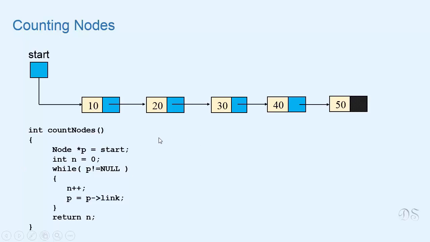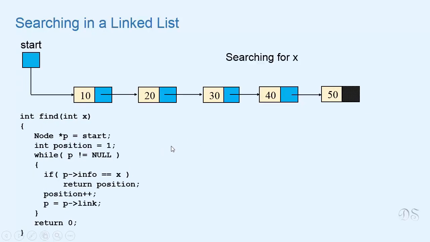Similarly, we can use this loop to search for an element in the list. We take this variable position and initialize it to 1. We'll start at the first node and we'll move forward in the list with the help of this statement. When we move to the next node, we increment the value of this variable position also. When we visit a node, we check its info value, and when we find the value that we are searching, we'll return the value of position from this function. Now if this return is not executed in any of the iterations, then it means that the search value is not present in the list. In that case, we can return 0 from here.